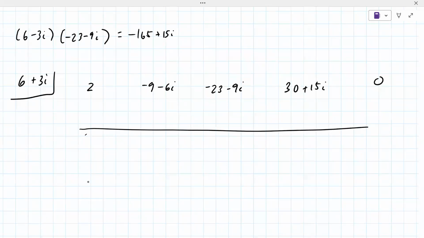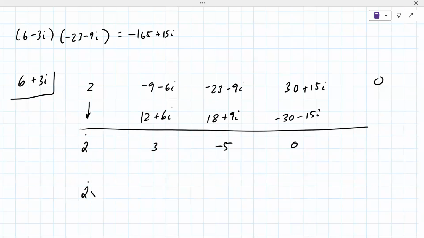You don't need the 0, but the 2 comes down and that becomes 12 plus 6i. And so you'll notice this pattern of the i's canceling because there's not supposed to be any i's left over. And then you've got 18 plus 9i. So again, the i's cancel. And then here you get minus 30 minus 15i. And there you have it, 2x squared plus 3x minus 5 equals 0.